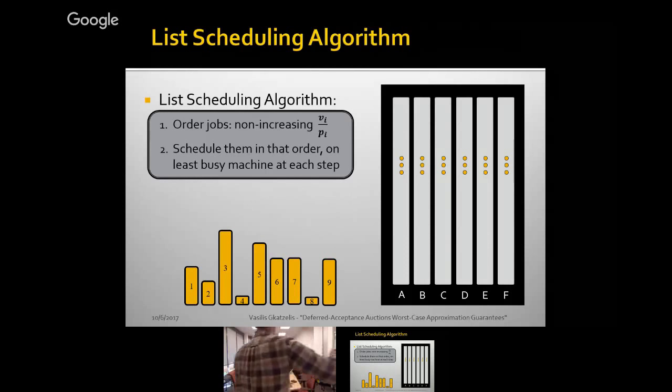Order the jobs based on non-increasing value over processing time. Again, those of you who have looked into scheduling, this is also known as the Smith ratio. So if everyone is the same value, then it's shortest job first, right? So you order jobs this way, and you schedule them in that order on the least busy machine at each step.